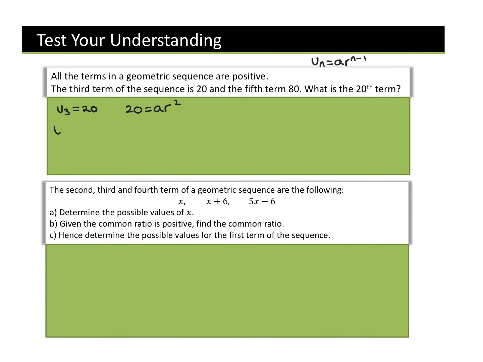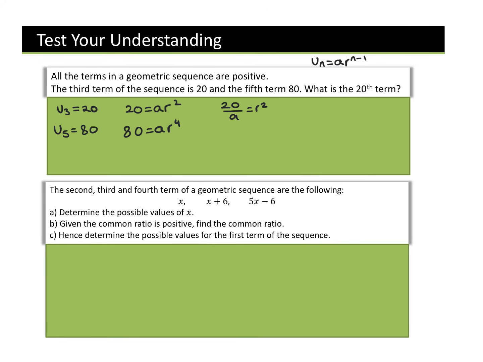Then we know that the fifth term is 80, so U5 is 80. So our n is 5. So 80 equals ar to the power of 4. Now, I have simultaneous equations here. So what I'm going to do is rearrange. If I wanted to, I could say 20 over a equals r squared.